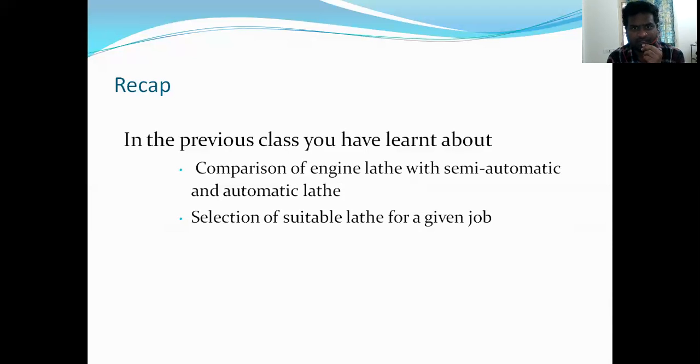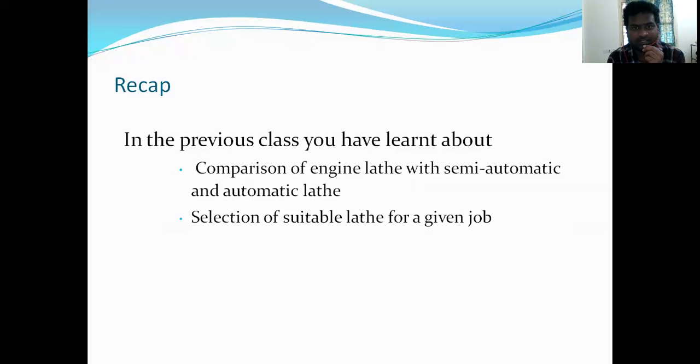Sorry, I have written this wrongly. Actually, the automatic lathes are suitable for mass production. Engine lathes are suitable for job production, and semi-automatic lathes are suitable for batch production.